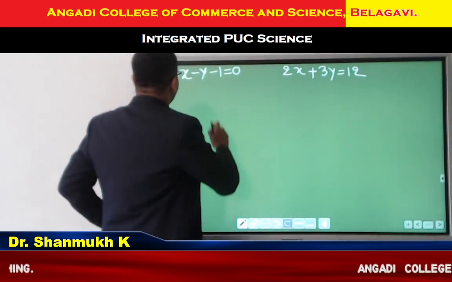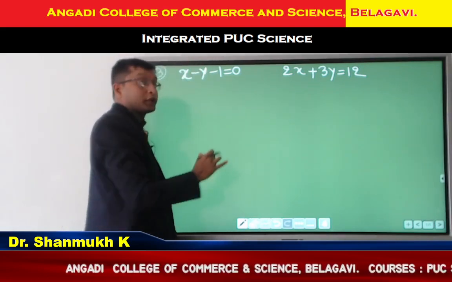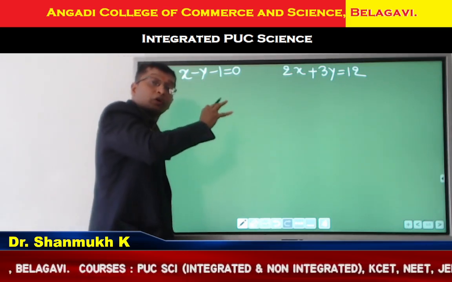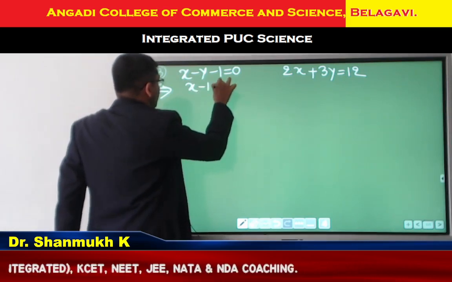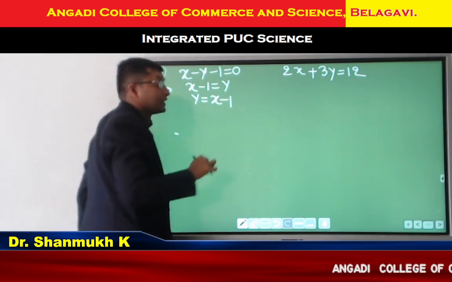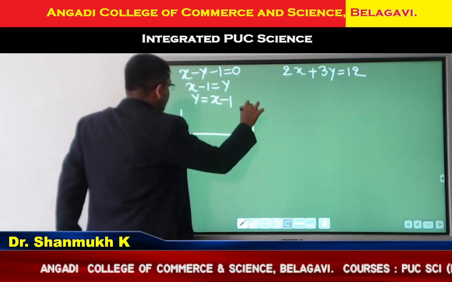Now we write a solution for y. Y has a negative sign, so to make it positive, we transpose y to the RHS. We get x minus 1 equal to y, or else y equal to x minus 1. Then take two values.